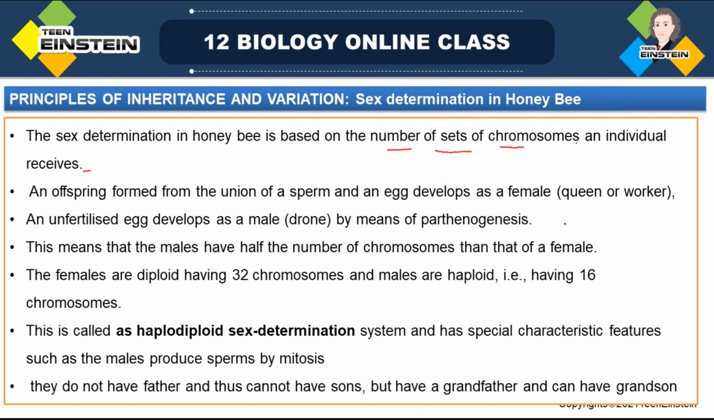Okay. So when the union of sperm and egg occurs, the offspring develops as a female, queen or worker. And the egg which is unfertilized finally develops into a male. And how does it develop? Due to parthenogenesis.